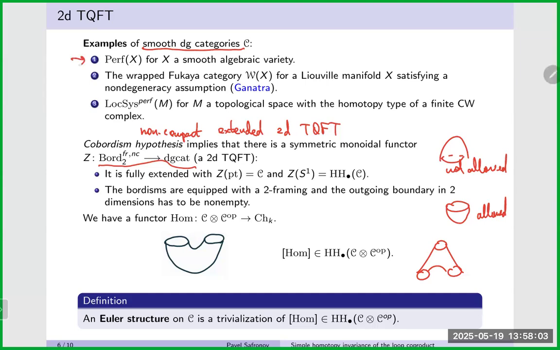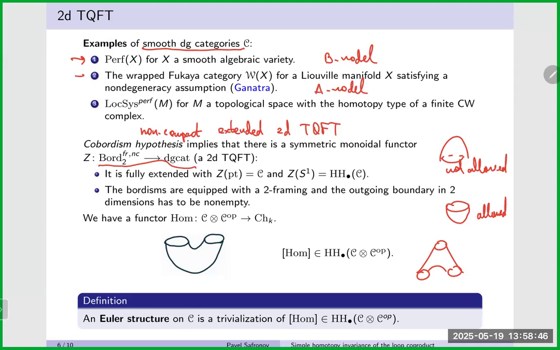Okay, so there's one example of 2D TQFT you get of this kind associated to a smooth algebraic variety. So if the variety is smooth and proper, then you get a full extended 2D TQFT, not just non-compact. So that's called the B model usually. And there's a symplectic version of this. You look at some Liouville manifold, and you look at the wrapped Fukaya category. Then this category is smooth under some assumption. And so that's called the A model, the corresponding 2D TQFT.